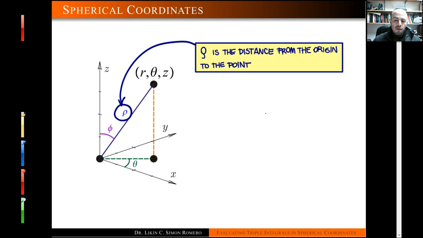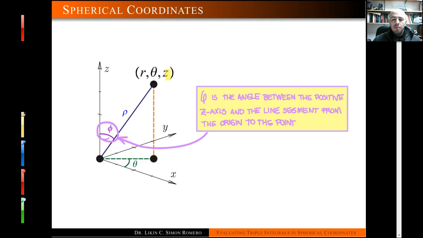So first of all, what are the particular numbers describing the point? The first number is going to be the distance from the origin to the point. That's called rho. In particular, notice that rho squared is going to be equal to x squared plus y squared plus z squared, just because it's going to give you the distance to the point. Phi is the angle between the positive z-axis and the line segment from the origin to the point. So you take this line segment and you take the angle that it makes with the positive z-axis, and that's going to be phi.